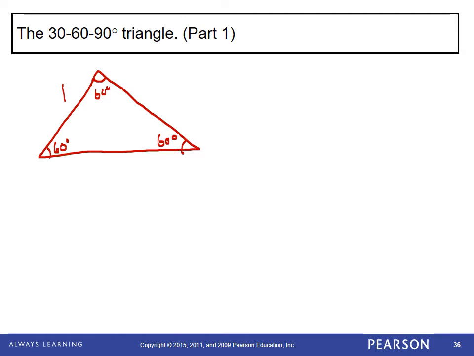And here's what we're going to do. We're going to say, what happens if each of the sides of our equilateral triangle are 1? And then, what happens if I drop down an altitude from the top angle straight down so it hits the bottom side perpendicularly?